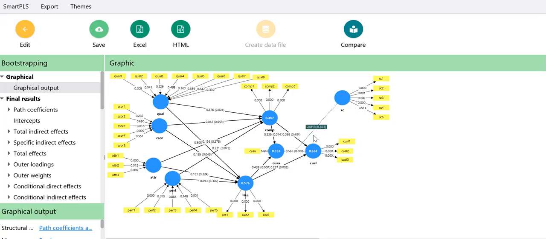Now suppose, let's assume that the values are coming as significant, then we will be reporting it either way, mentioning that the switch cost is having an impact on this relationship. And you will also be supporting it with the explanation that you have got for your study, and also the hypothesis that you have developed for the same. So this is all about your moderating effect.